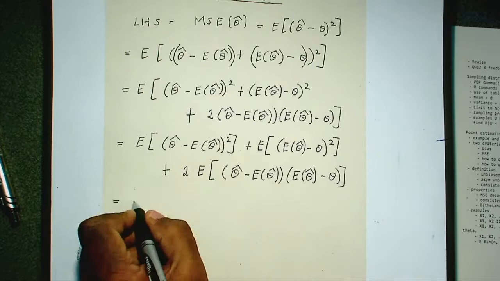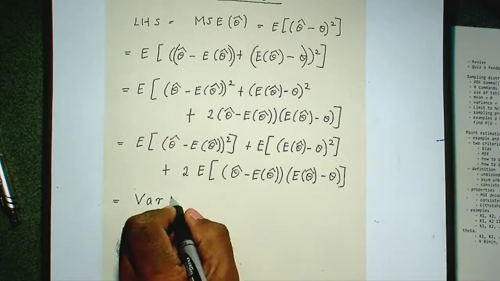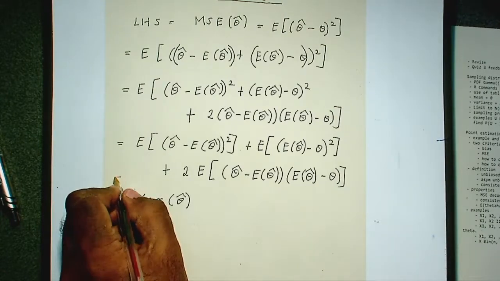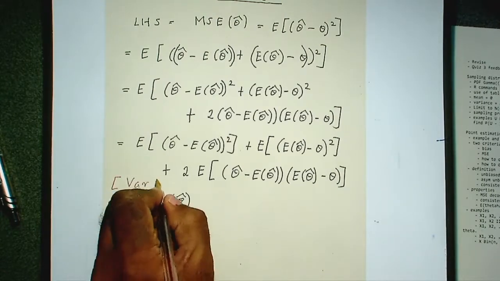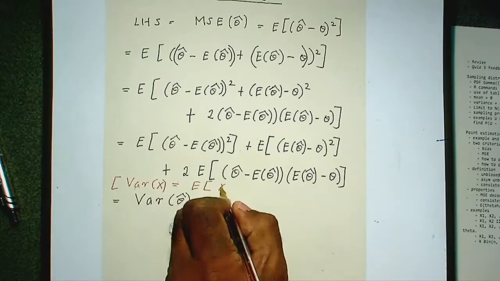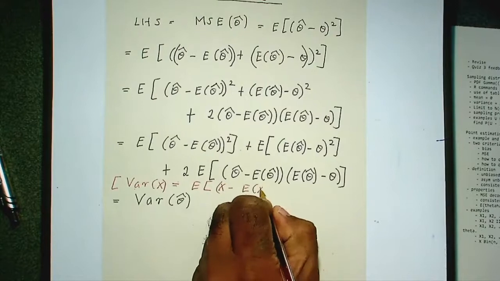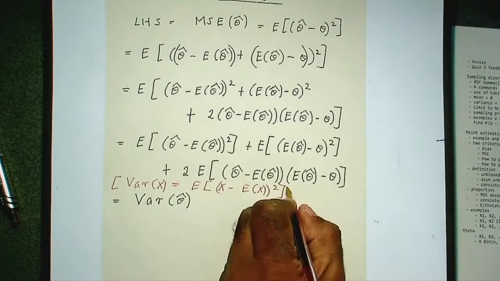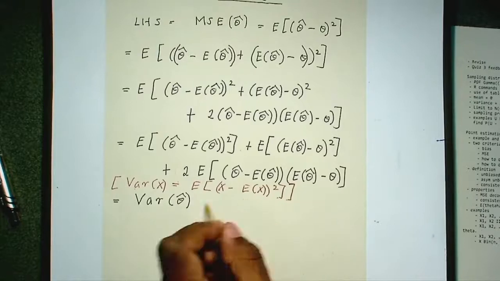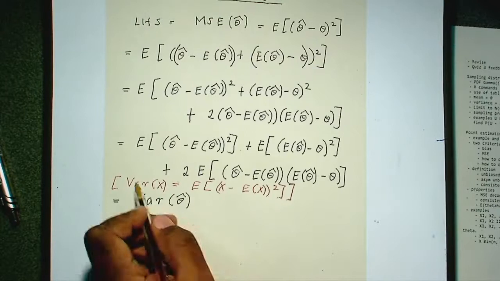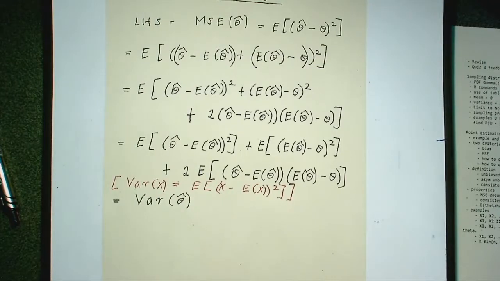The first term is the variance. Remember that the variance of a variable x is defined as the expectation of x minus the expectation of x, squared. So this is what I have used. What you have here is exactly the variance of theta hat, because of the definition of variance.